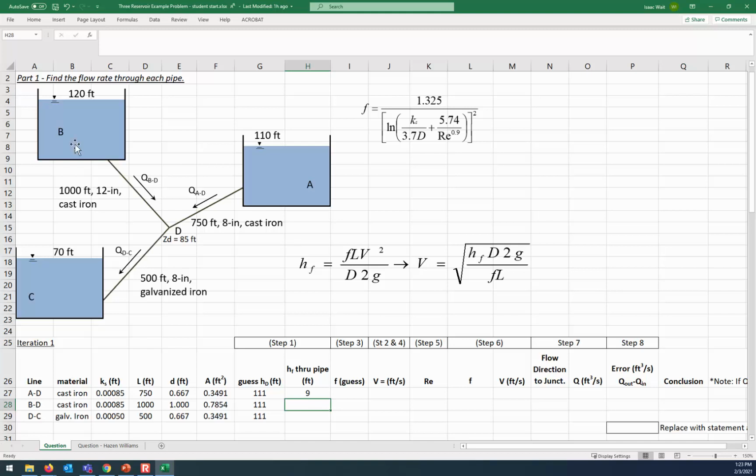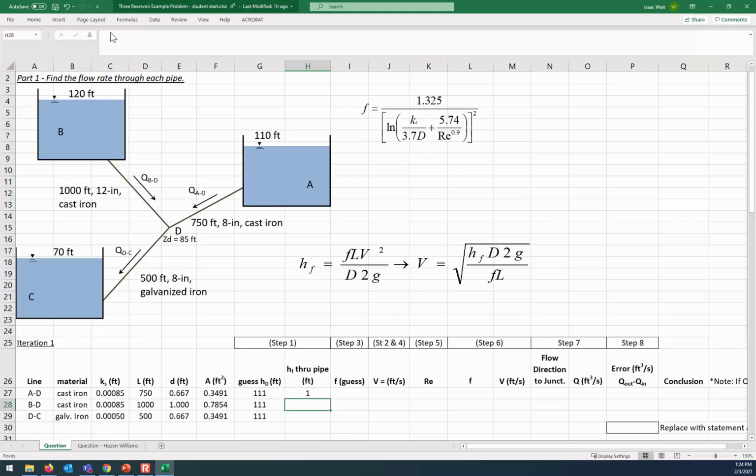I was looking at the wrong one, I was looking at B. I apologize. I'm already regretting it. No, elevation of A is 110. Okay, so if there's 110 feet of head at A, then the head loss is the guess value minus 110. There's 1 foot of head loss.